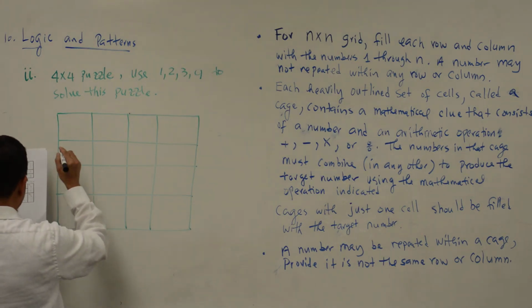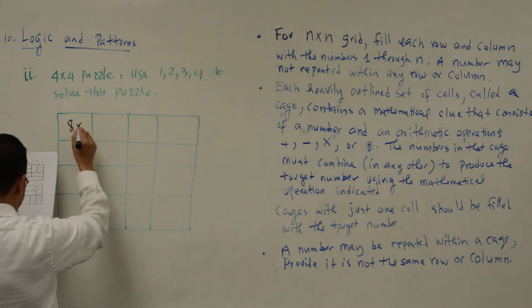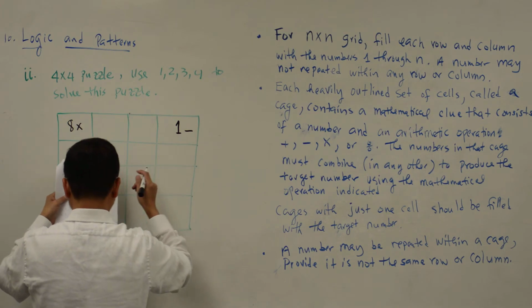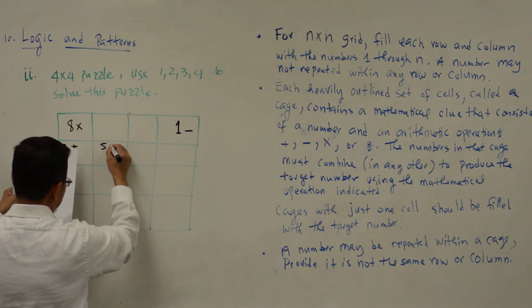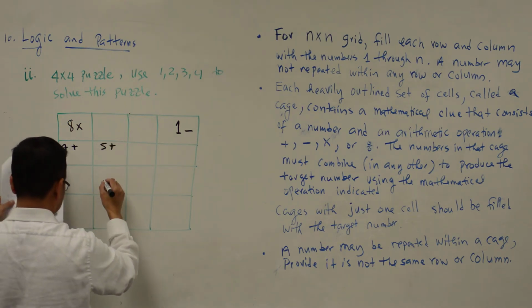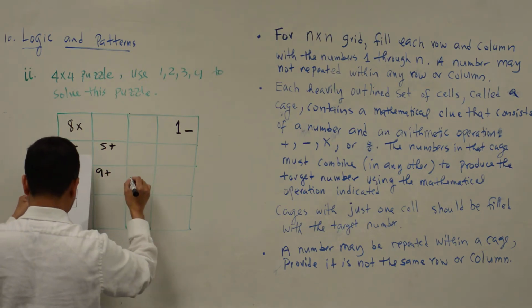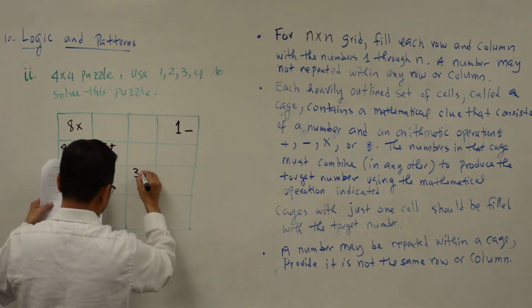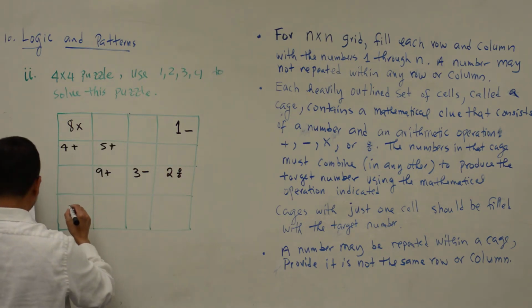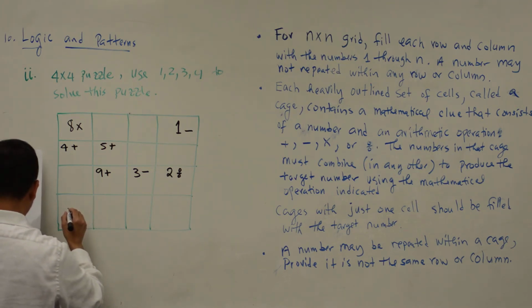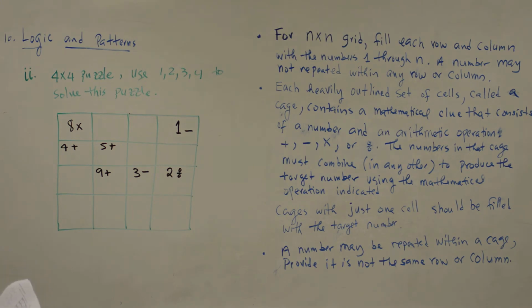Okay, let's put the numbers in. So we have 8 times here, 1 here, minus 4 plus, 5 plus, then 9 plus, so that's 3 minus, 2 divide, and then I think that's it. Okay, so we have add, subtract, multiply, and divide. That's the operations we have. Okay, let's draw the cages.